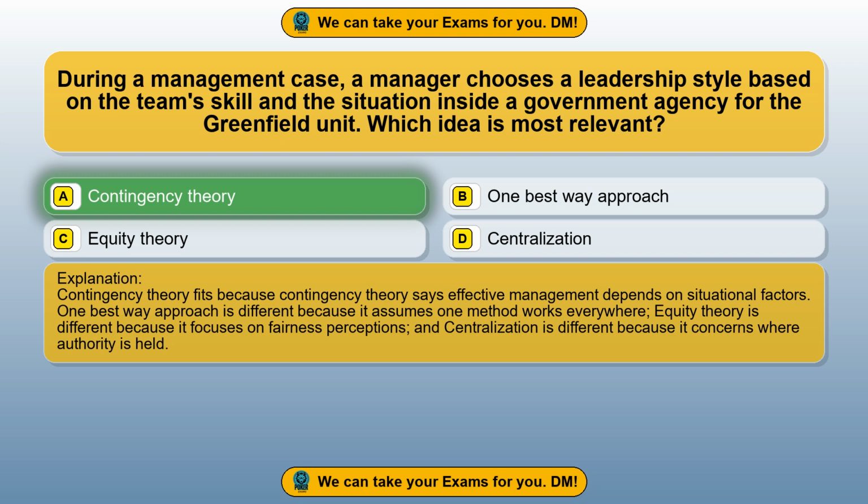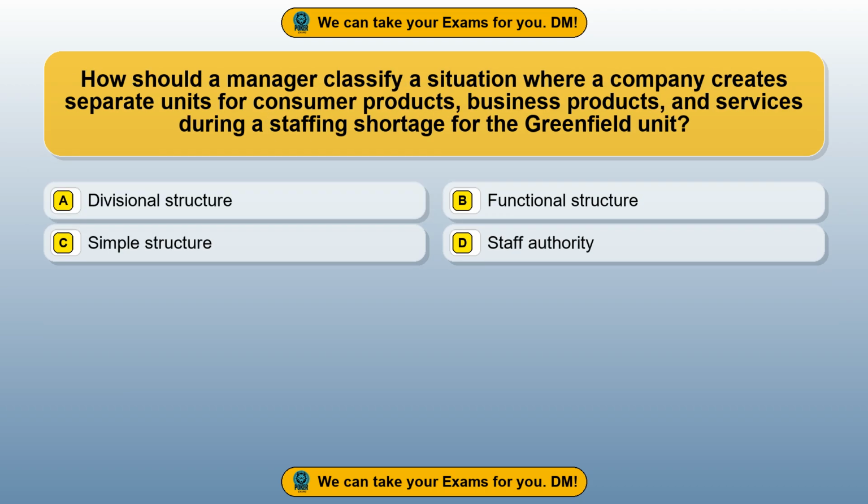Contingency theory fits because contingency theory says effective management depends on situational factors. One best way approach is different because it assumes one method works everywhere. Equity theory is different because it focuses on fairness perceptions, and centralization is different because it concerns where authority is held. Question 38.